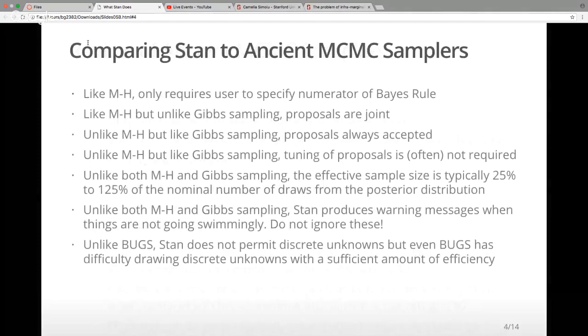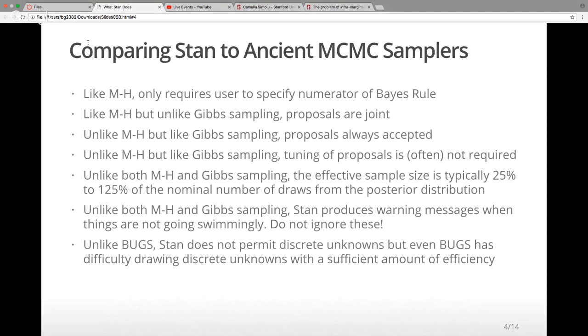Okay. So how does Stan compare to this? Like Metropolis-Hastings, you only have to specify the numerator. Like Metropolis-Hastings, but unlike Gibbs, the proposals for what the parameters should be next are made jointly rather than conditionally on the other parameters. It's still conditional on the past iteration because it's a Markov process. But it's not like we're doing a subset of it conditional on the other subset. So we don't have the problem of the conditional variance getting small because the proposals are joint.